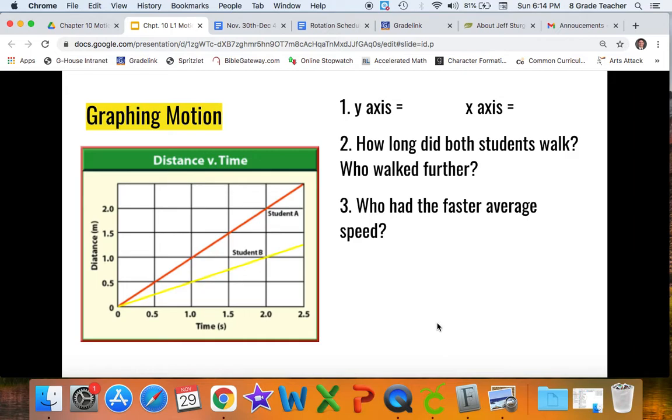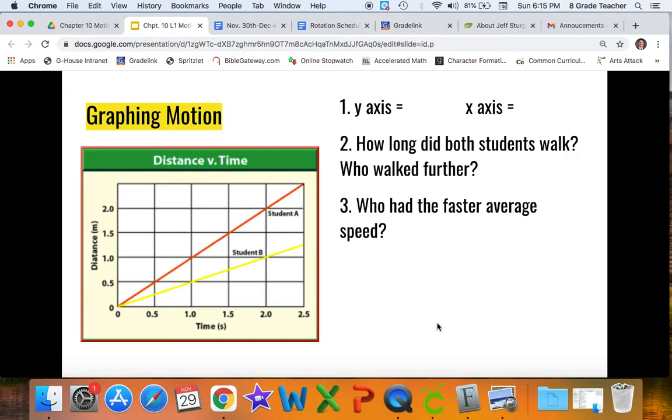Now compare the steepness of the lines on the graph in figure 5. The line representing the motion of student A is steeper than the line of student B. A steeper line on the distance time graph represents a greater speed. If it's steeper, it's faster. If it's steeper, it's more speed.